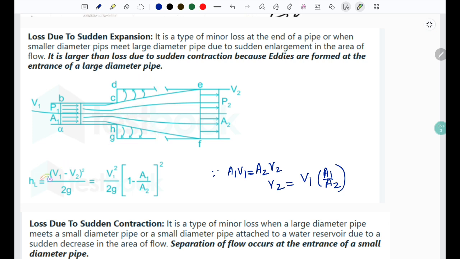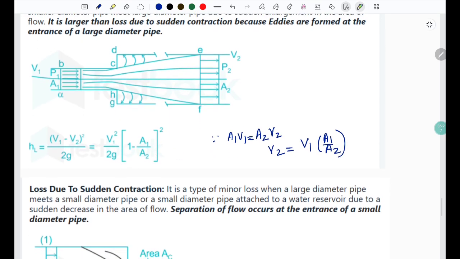The formula is given by head loss equals (V1 minus V2) whole square by 2g, which can be evaluated into this form using the continuity equation: V1 square by 2g times (1 minus A1 by A2) whole square.